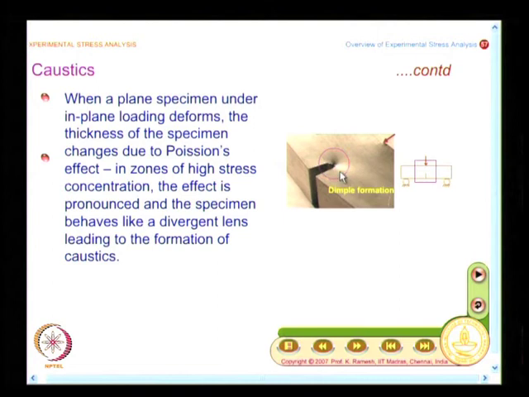When I send a collimated beam of light, I can have a transmission arrangement as well as a reflection arrangement. If I have a transparent model, then it behaves like a divergent lens, and the light rays whatever I send get deflected, and it forms a particular pattern on the screen. Now, you relate what causes the deviation of the rays. By relating these two, you will be in a position to find out what caused this change and hence the level of stress concentration. So, that is the basic principle behind it.